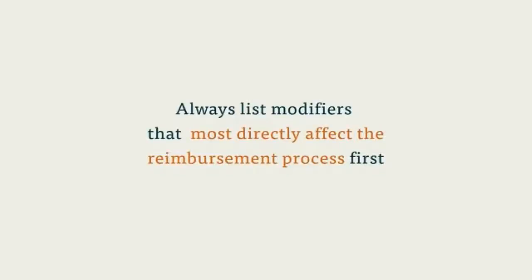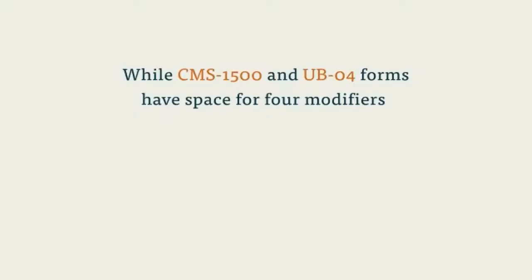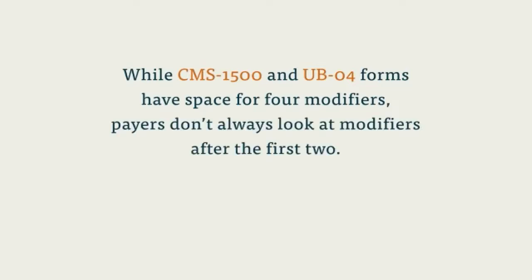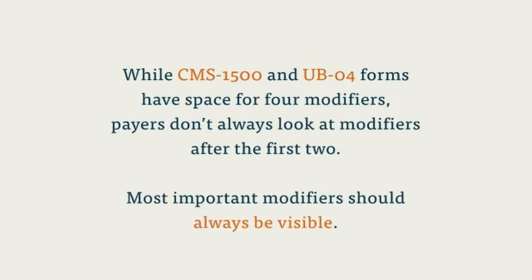The distinction between the two is simple. You always want to list the modifiers that most directly affect the reimbursement process first. There's a straightforward reason to this too. While CMS 1500 and UB04 forms, the two most common claim forms, have space for 4 modifiers, payers don't always look at modifiers after the first 2. Because of this, you always want the most important modifiers to be visible. We'll return to this point in a few examples after we examine the CPT modifiers.